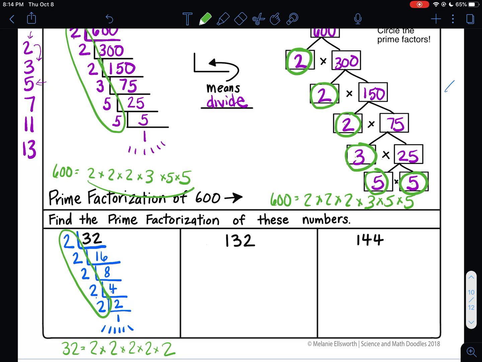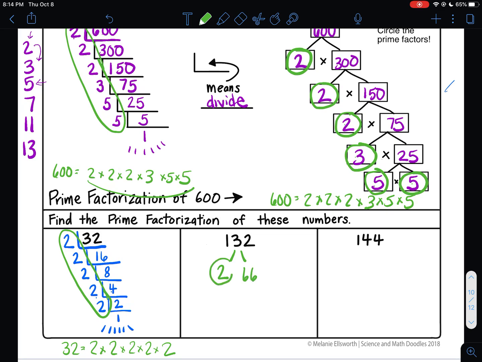Okay, so that is the cake method. And like I said, I think that is the easiest way to do this. The more you do it, the better you get at it. So 132, I will do the tree method. So we're going to take 132 and we're going to write a factor pair for it. I always like to use prime numbers right off the bat. So I know 132 is divisible by 2. So 2 times what gets me 132? You would just divide 132 by 2 to get 66.